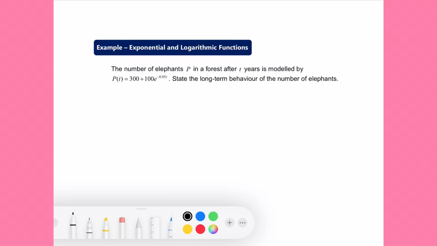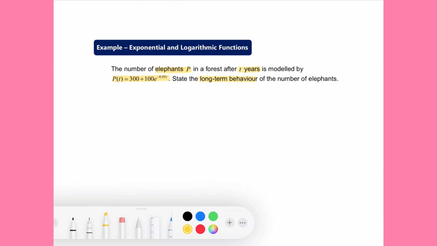For this video, we are going to have a look at how to interpret the long-term behavior of an exponential model. We have the number of elephants P in the forest after t years can be modeled by the function P = 300 + 100e^(-0.05t). And in this question, we are going to state the long-term behavior of the number of elephants.